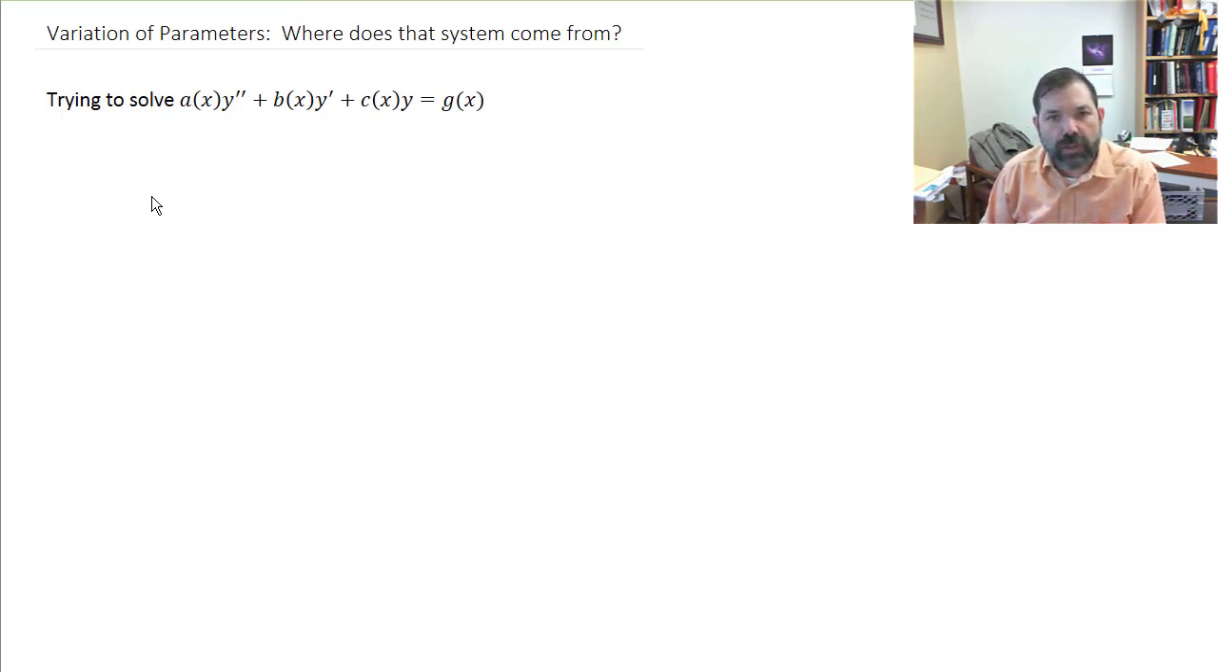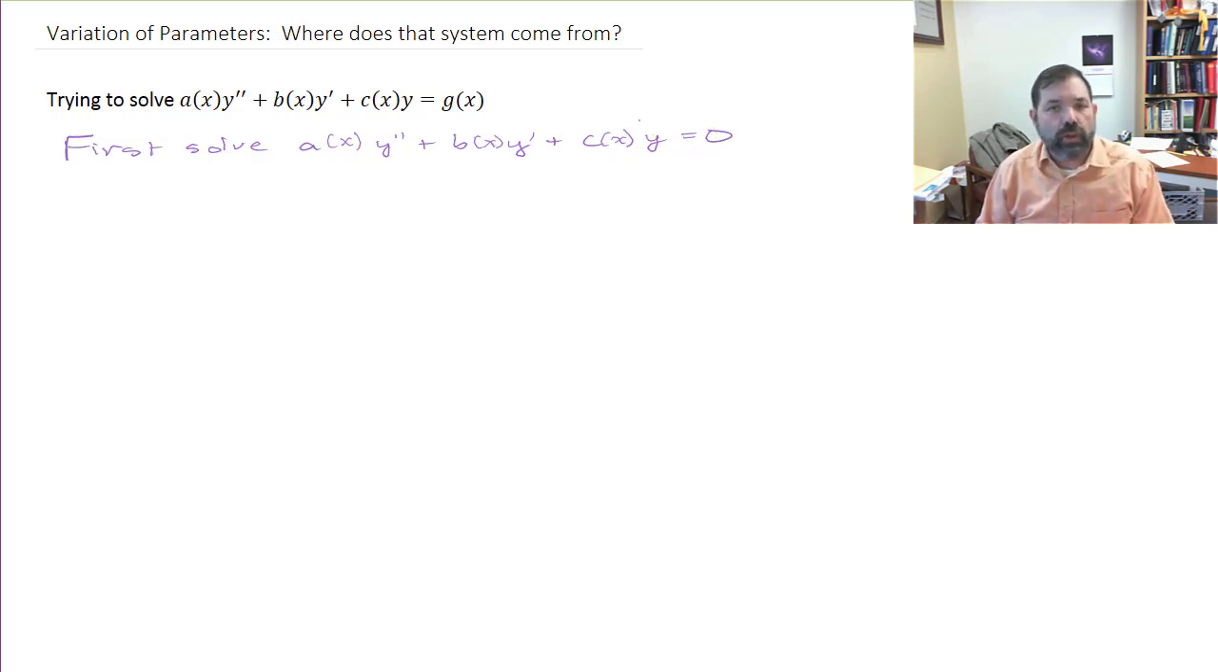So if I wanted to solve this equation, general a of x times y double prime plus b of x y prime plus c of x times y equals g of x, first we need to solve the homogeneous case. Can we solve a of x y double prime plus b of x times y prime plus c of x times y equals 0?